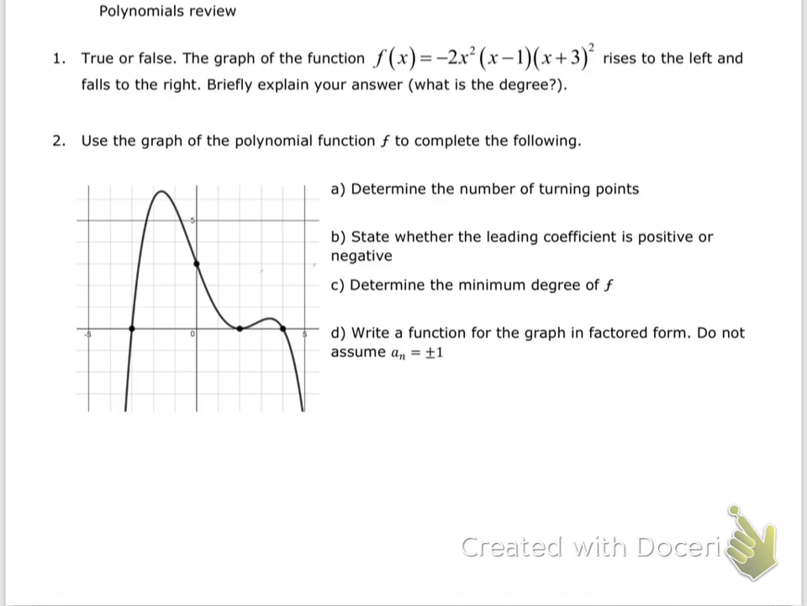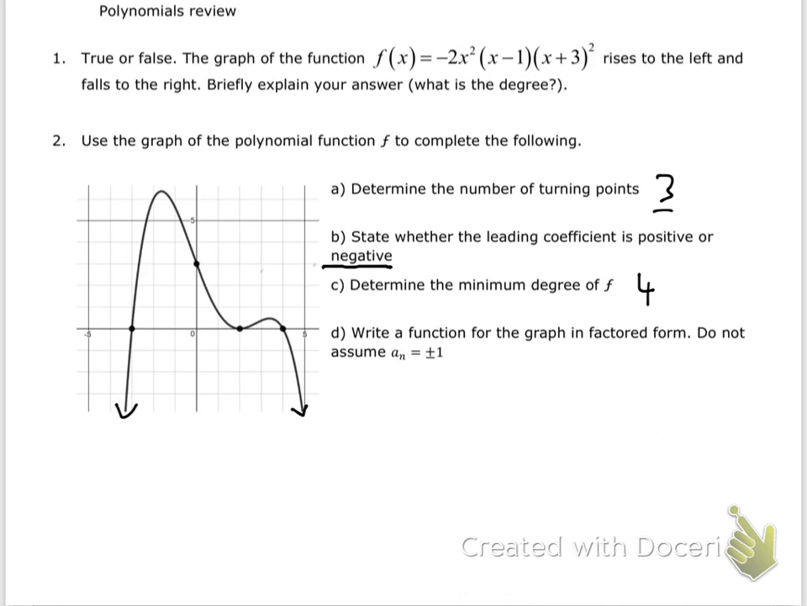Determine the number of turning points of this function. It has 1, 2, 3 turning points. Is the leading coefficient positive or negative? It is falling on both sides, so it looks like it's an even degree, but it's a negative even degree. Determine the minimum degree. Well, if it has 3 turning points, the minimum degree is 4.